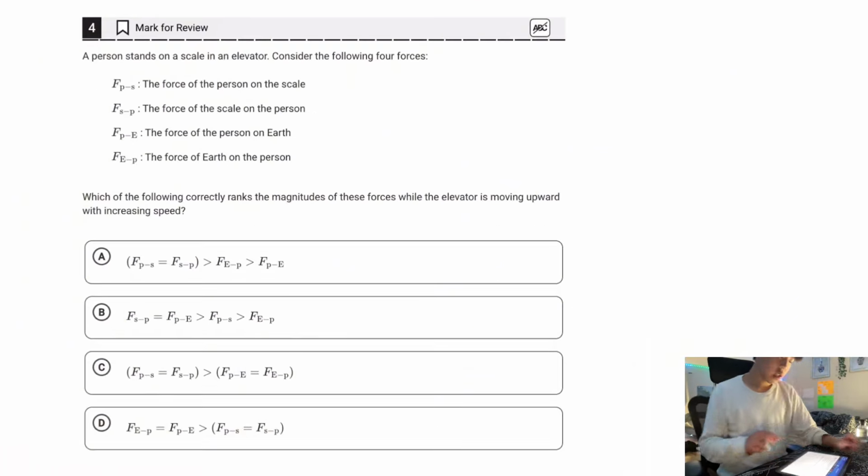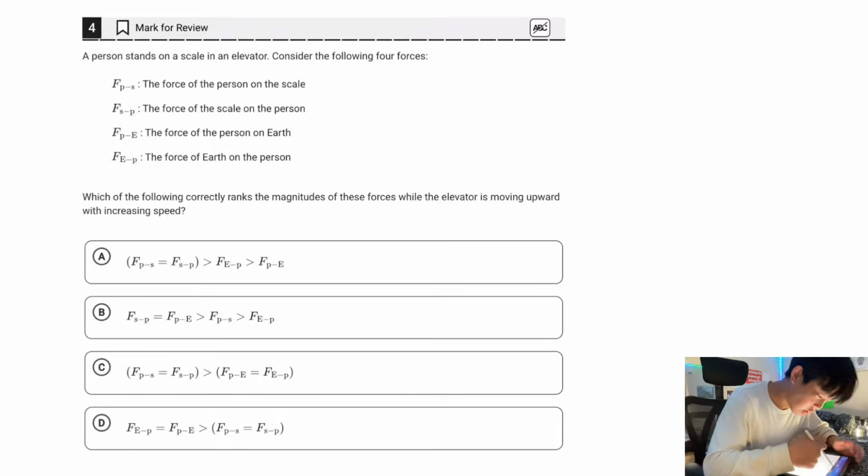So this one, low-key, really conceptual. 100% seeing this on the exam. If you get this right. Anyway, short attention span. Let's go.